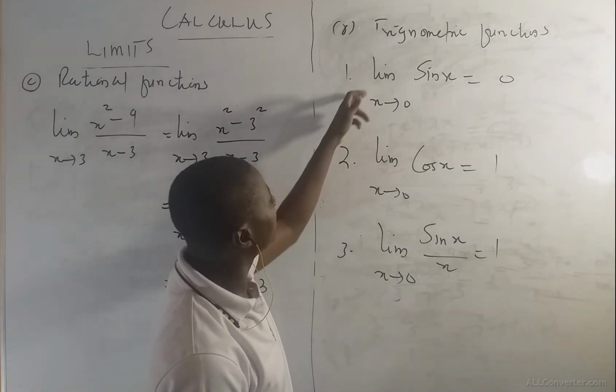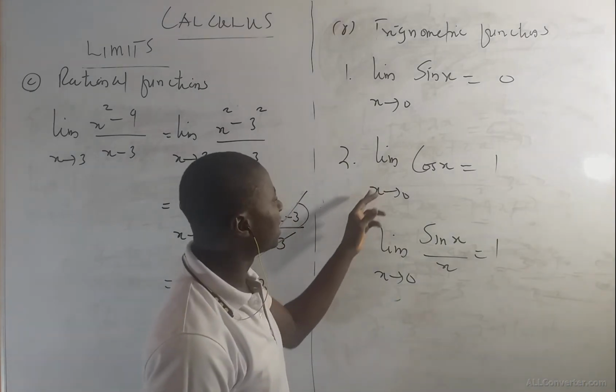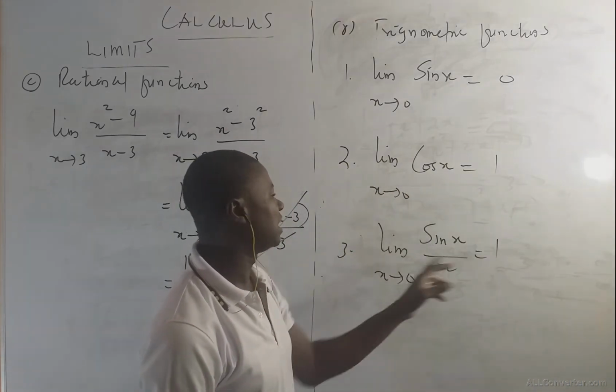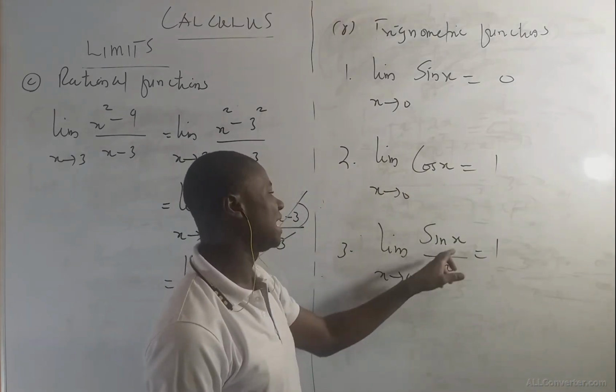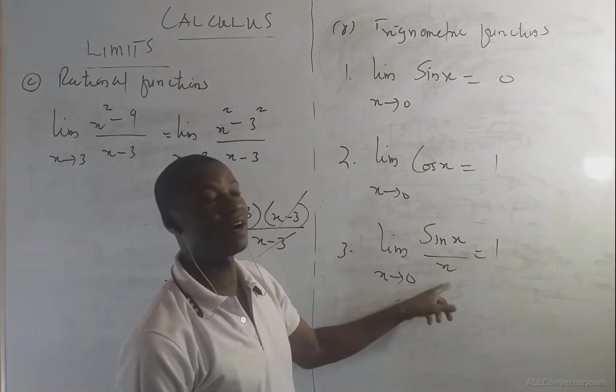That when you are taking the limit as x approaches 0 of sine x, this will give you 0. Then the limit as x approaches 0 of cos x is 1. Then the limit as x approaches 0 of sine x over x is equal to 1. Take note, this is sine of a function over the same function.